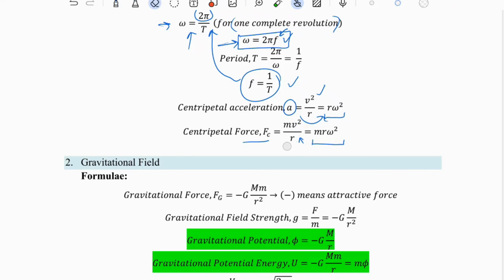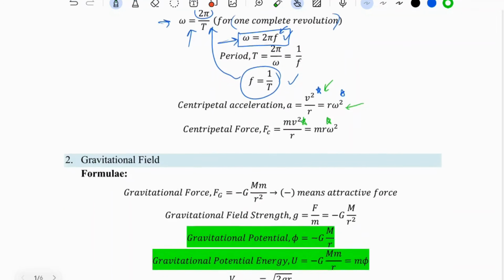I would suggest you know both of these for acceleration and both of these as well for centripetal force, because you don't know which information you will get in the exam. Sometimes they give you velocity, then you can just use this formula. Sometimes they give you omega, then you have to use this formula. So you need to use the formula depending on what the question requires. Okay, so that's about it for chapter 1.